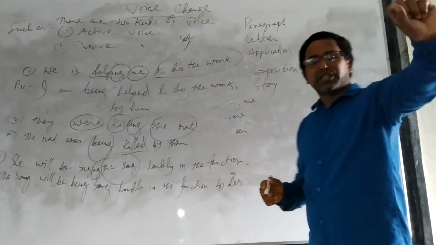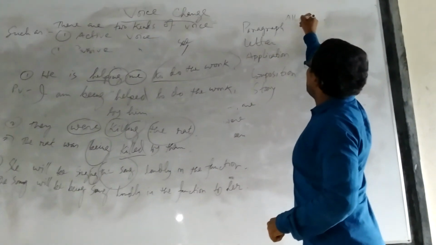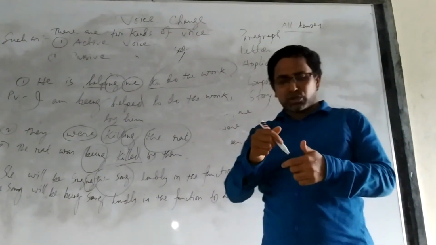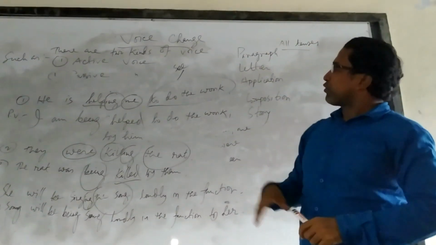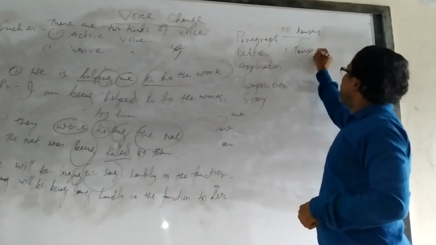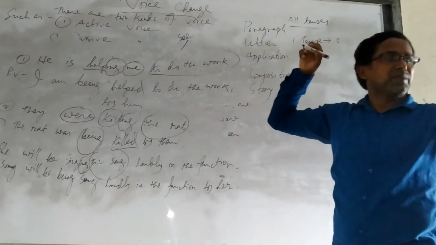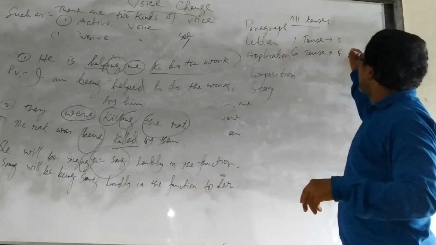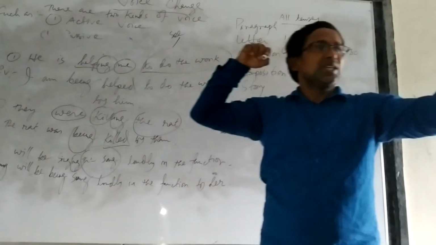Take the notes, please. From all the tenses that I told you today, 6 tenses. How many tenses? 6 tenses. From one tense, we have to practice 5 sentences. For 6 tenses, we have to write 5 times 6. That means 30 sentences.